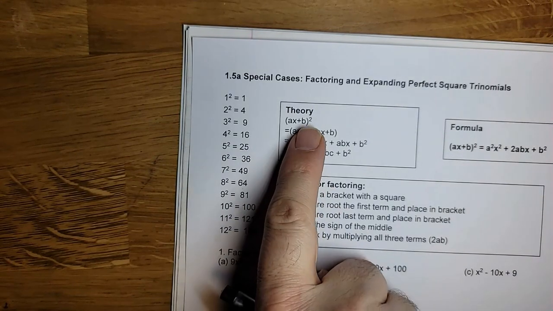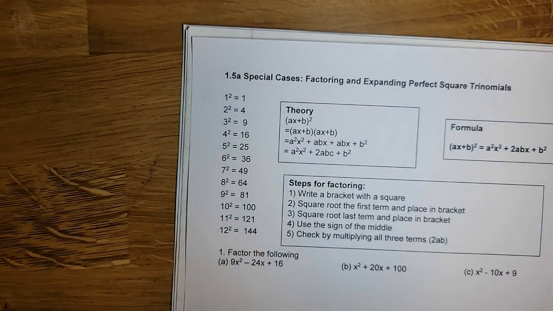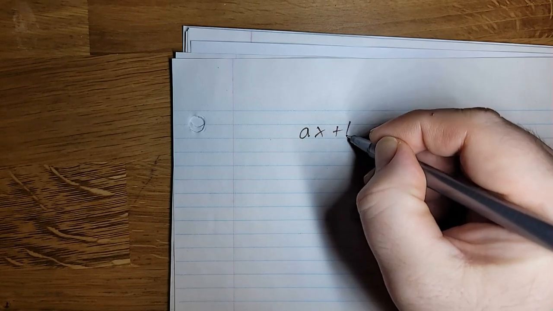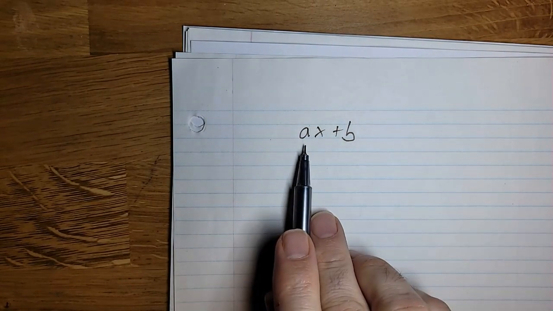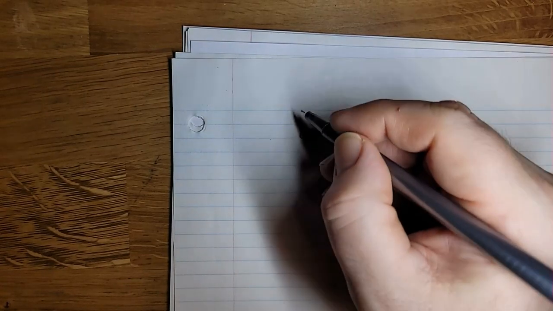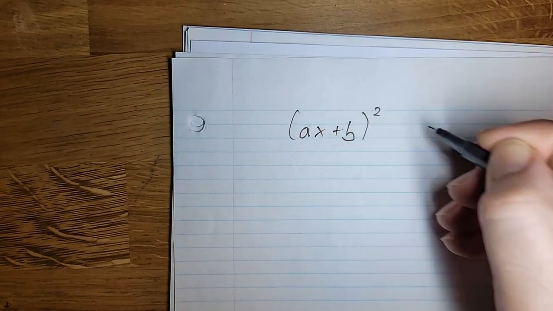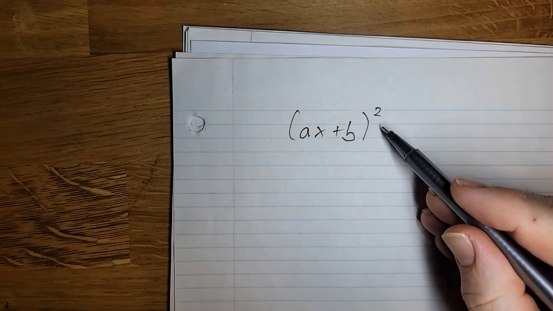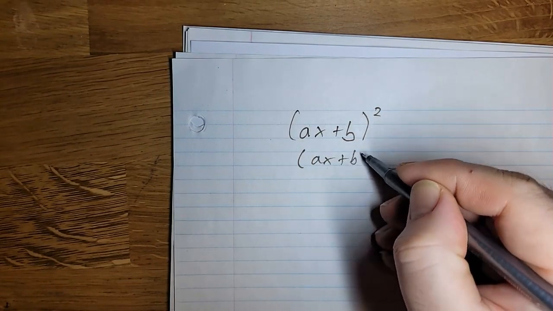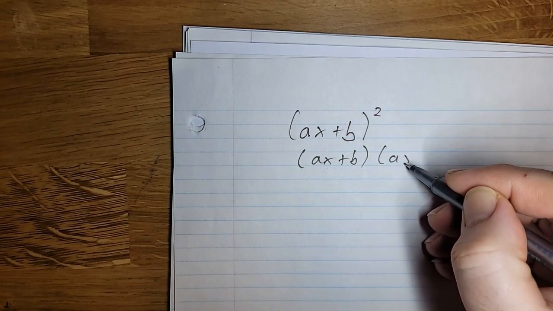Let's look at the theory part right here. So let's say we have a number. So let's say we have A. A could be any number. So A is any number. Ax plus b. B could be any number, and we square this. So again, you have this in the note. So anything squared, you multiply by itself. So (ax plus b) squared, you can just write twice, and we've been doing these.